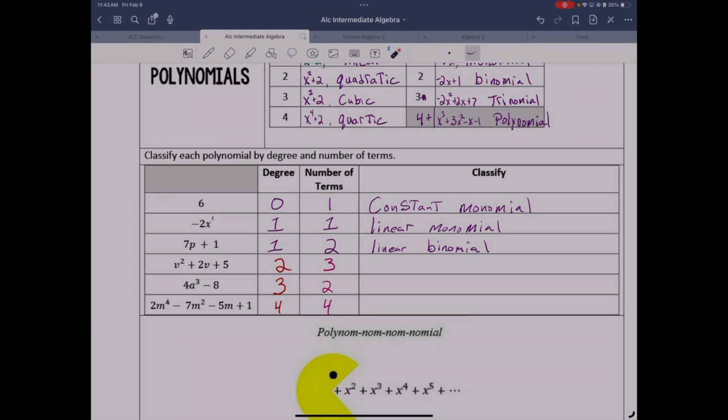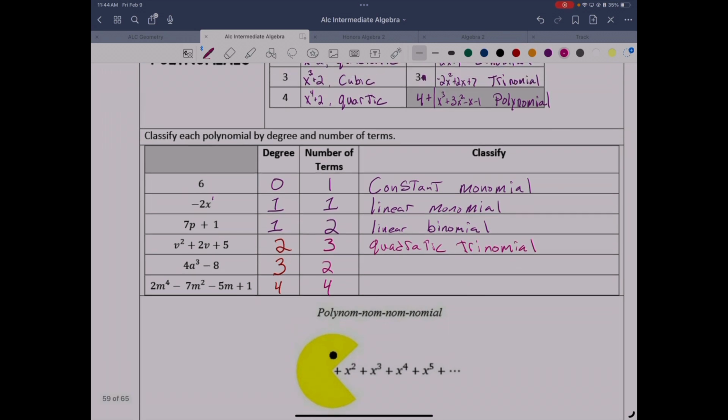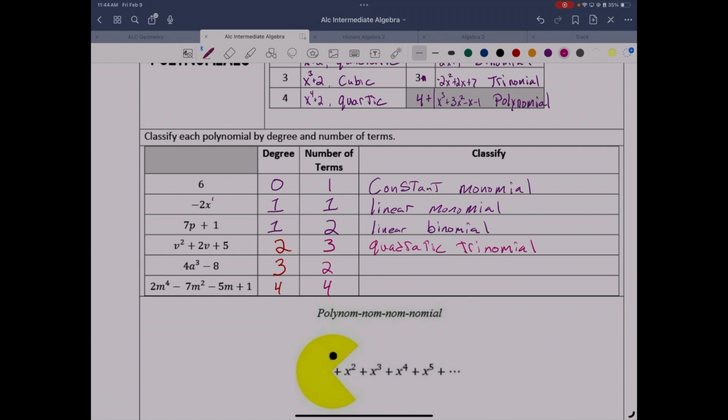So now we're going to classify them. So we've got a second degree with 3 terms. Second degree is quadratic. 3 terms is trinomial. So this is a quadratic trinomial. Okay. Go ahead and do the last 2. Go ahead and classify those last 2 by the degree and then by number of terms.